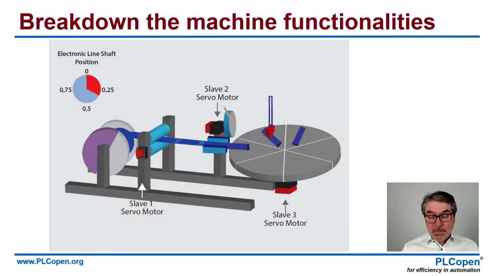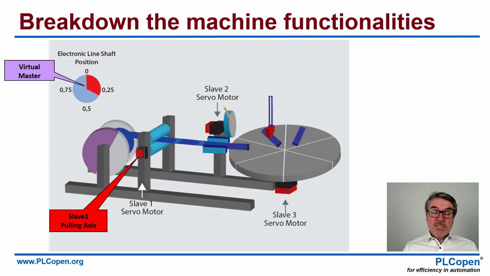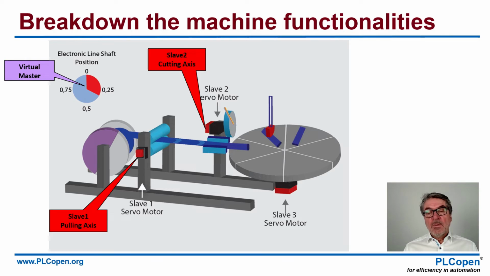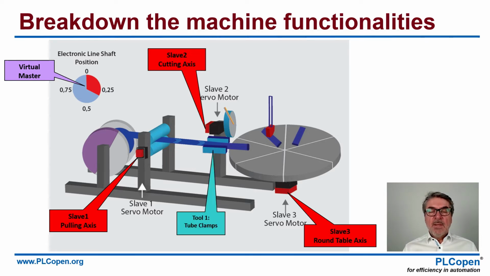So here's an example. This is a cut-to-length machine where we have a workstation at the end where we do different operations. So we have the virtual master. We have a slave that unwinds the tube from the roll, that we then, with the slave, servo cut to length, and when it's on the table we turn it around to divide it over the several workstations. And we have the tube clamps to be able to use it while cutting.